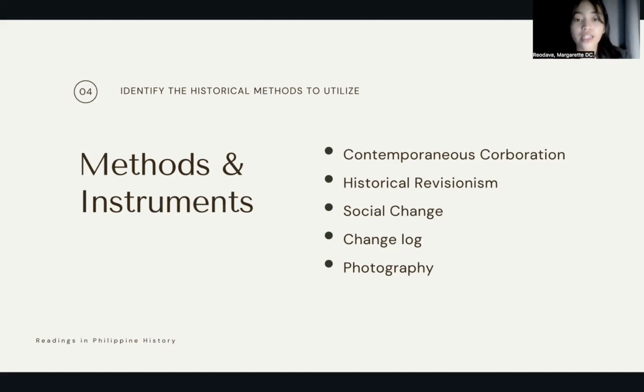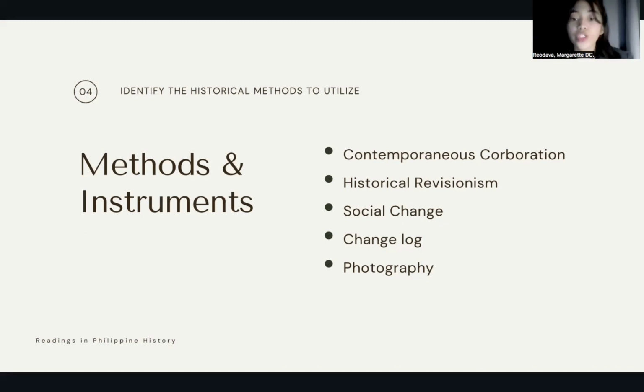Next, we have the historical revisionism. So, lagi natin itong nakikita. And one example of this is the works of Rizal. So this is more on traditionally used in a completely natural sense to describe the work or idea of a historian who has revised rather a previously accepted view of a particular topic. So from the word revisionism, a historian revises.